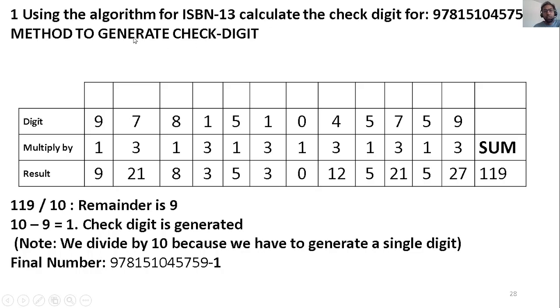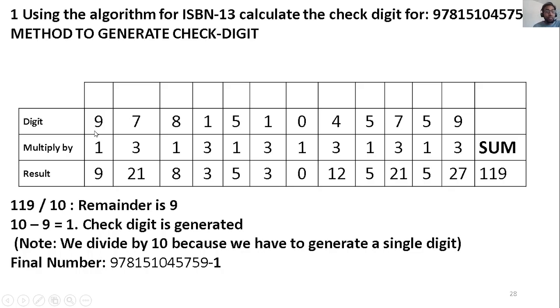Here we have solved this with ISBN 13. We have to calculate the check digit for this number, and the method we are using is ISBN 13. So what we have done, we have separated all the boxes for each digit, and we have written those numbers, and we have multiplied the numbers in the odd position with 1 and numbers in the even position with 3.